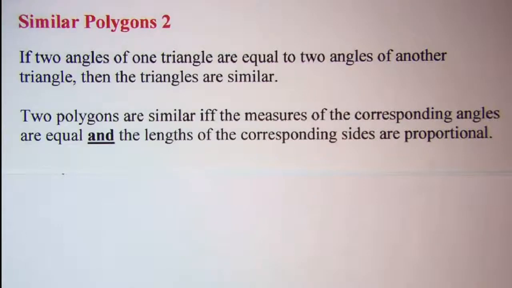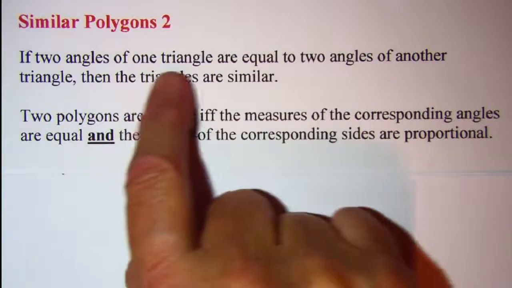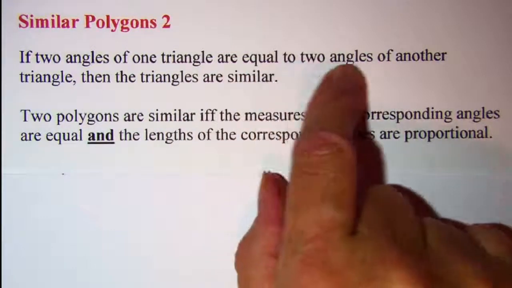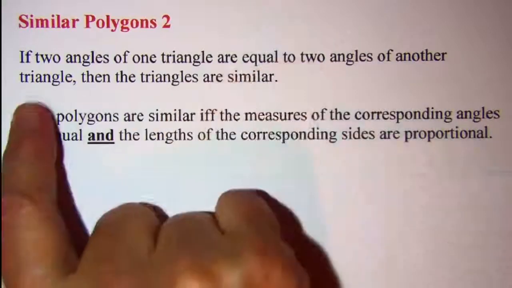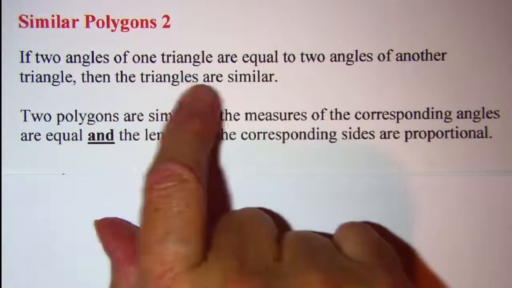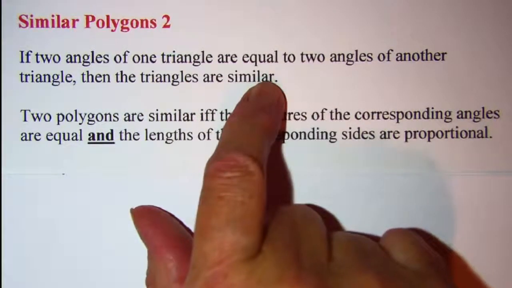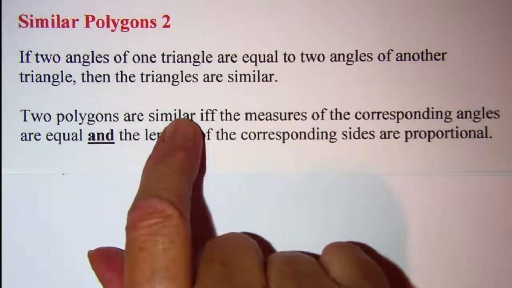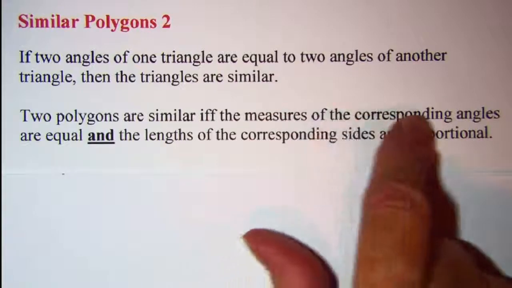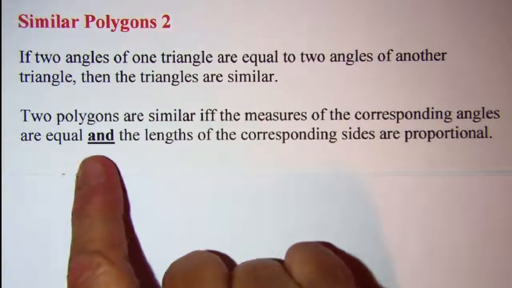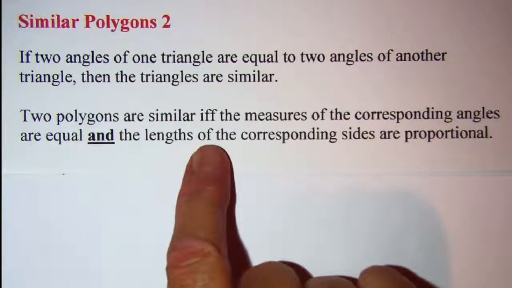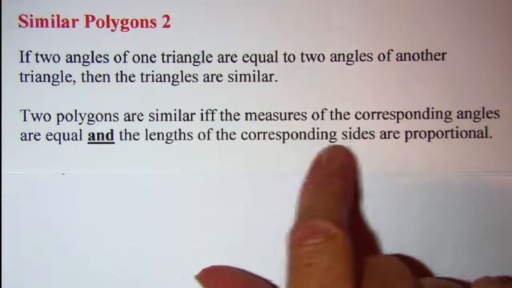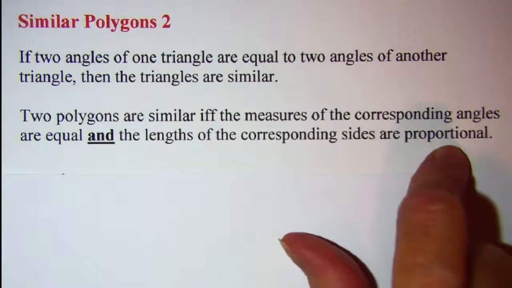In this video, we'll be solving a problem that involves similar polygons. If two angles of one triangle are equal to two angles of another triangle, then the triangles are similar. And if two polygons are similar, then the measures of the corresponding angles are equal and the lengths of the corresponding sides are proportional.